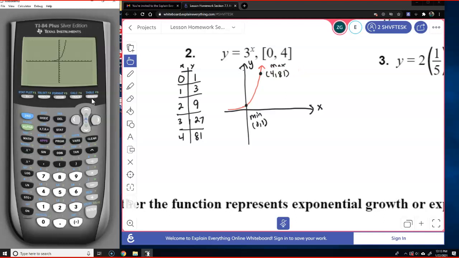That's our max. Let me go ahead and highlight what I'm talking about. So we know the interval is from 0 to 4. And once again, 0, 1 is our min. 4, 81 is our max. And our model, this is called the growth model.